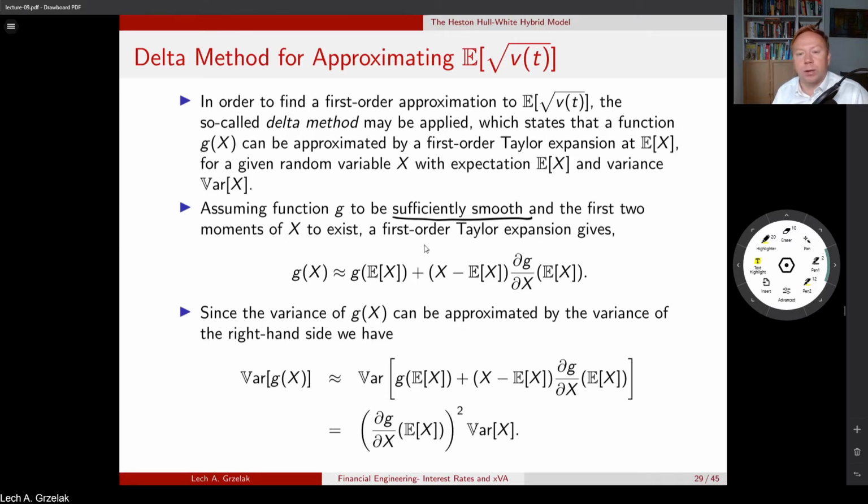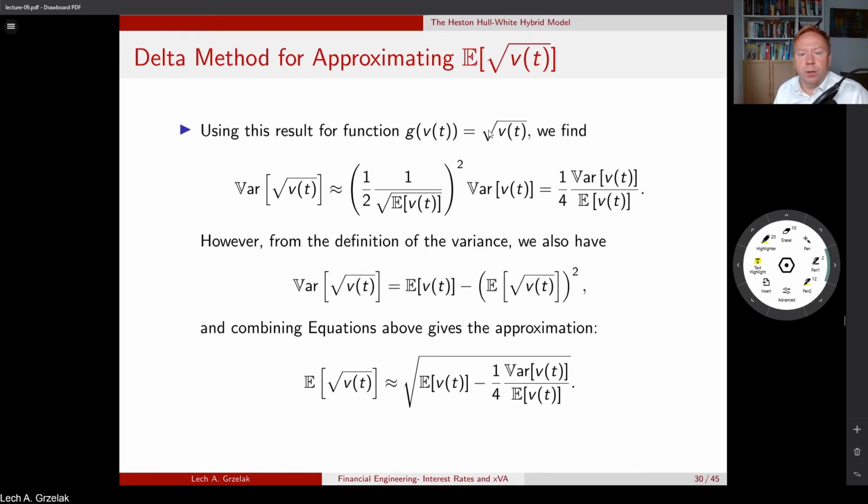And this is also related to why we need to calculate the variance and the expectation. Now we are going to link this delta method to what we have derived in previous slides. Since the variance of g(x) can be approximated by the variance of the right-hand side, on the left-hand side and right-hand side here, this is the variance that we arrive at as an approximation of function g(x). You see that we have all those terms on the right-hand side, which is basically equal to the square of the derivative of g evaluated at the expectation of x, times the variance of x. Those two terms we can combine together and arrive at the approximation for the expectation of the square root of Vt.